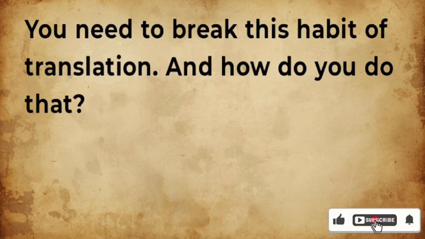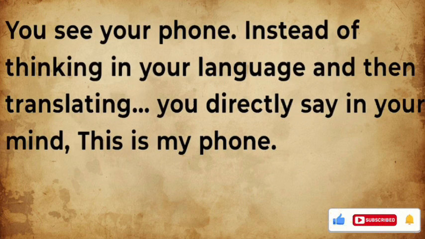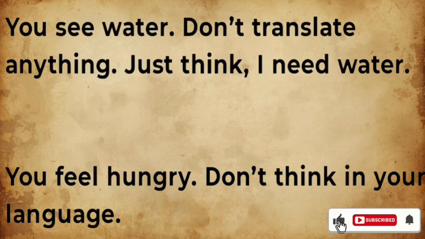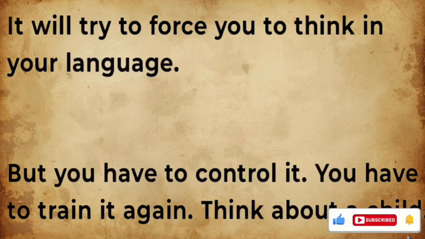And how do you do that? By creating a direct connection between what you see, feel, and think, and English words. Let's take a simple example. You see your phone. Instead of thinking in your language and then translating, you directly say in your mind, this is my phone. You see water. Don't translate anything, just think, I need water. You feel hungry. Don't think in your language, just say, I am hungry. At first, it will feel strange. Your brain will try to go back to your old habit. It will try to force you to think in your language, but you have to control it. You have to train it again.